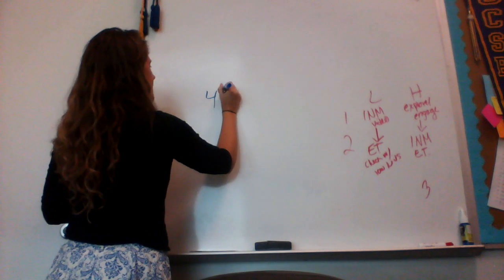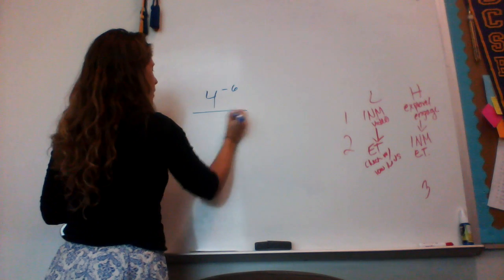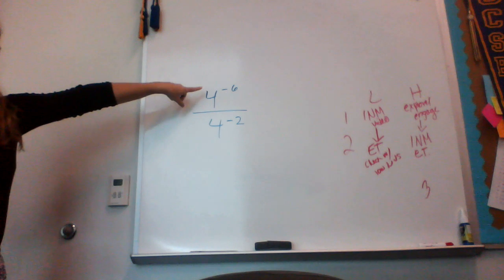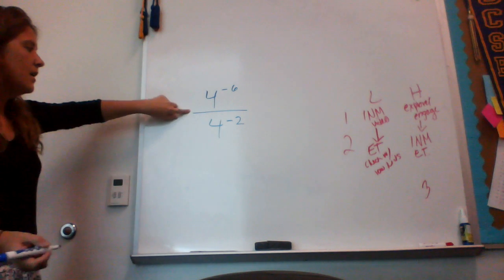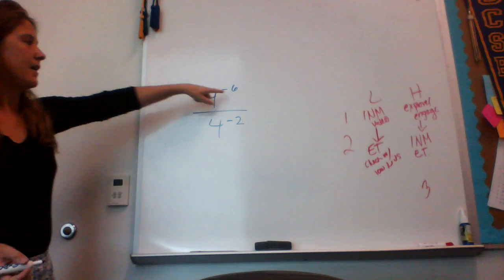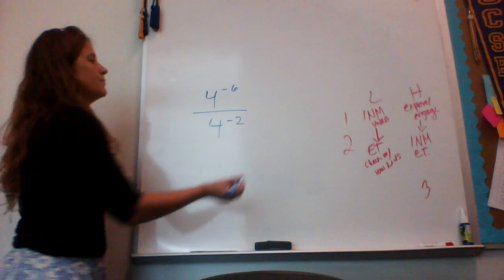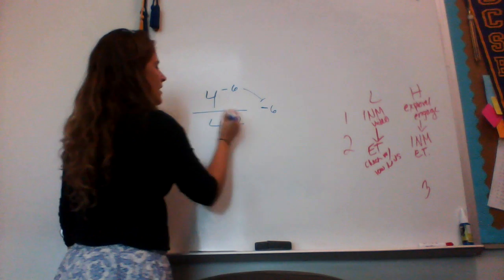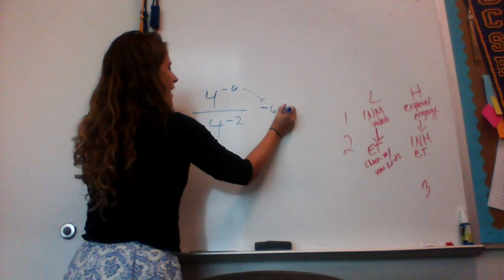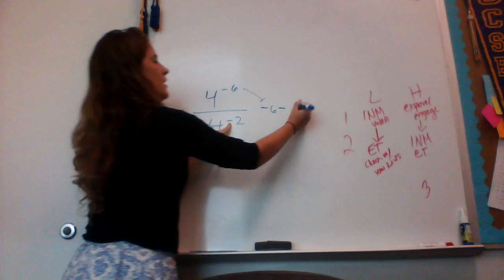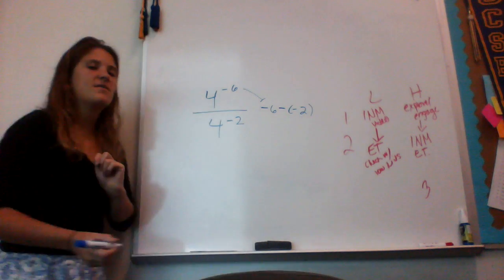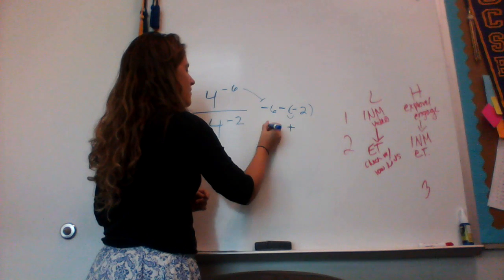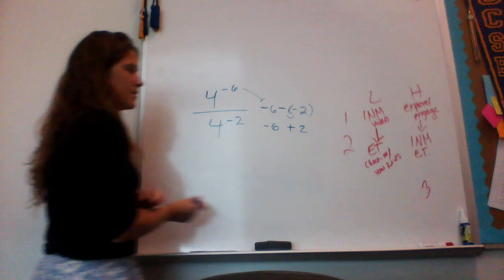I have 4 to the negative 6th power over 4 to the negative 2nd power. I'm doing division, which means that I can subtract. I have negative 6. The division means to subtract, and I'm subtracting negative 2. I have negative 6 minus negative 2. These two negatives become a positive. I have negative 6 plus 2.